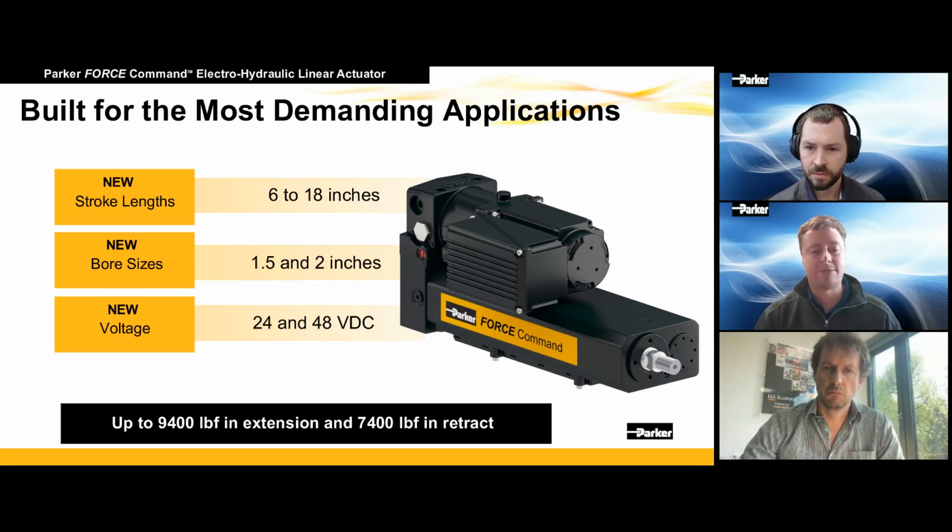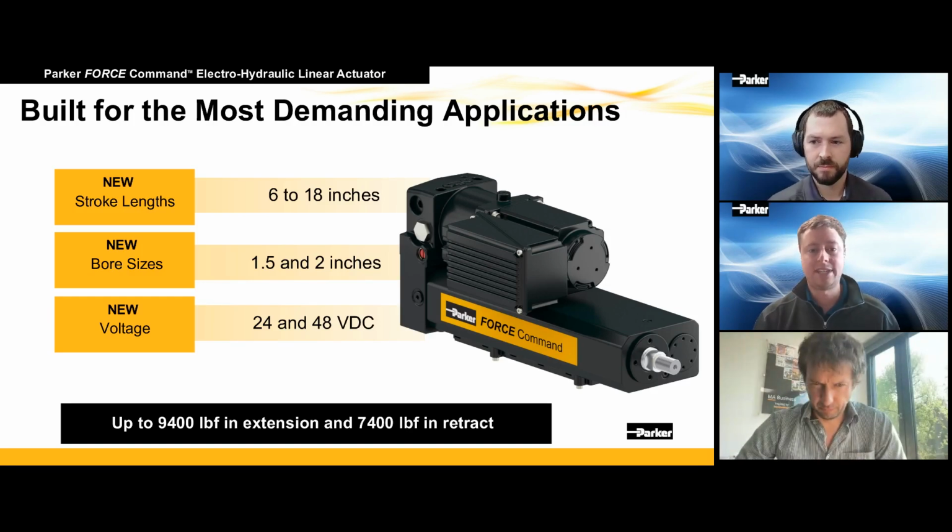We've been asked, we need something that can handle a bigger load. We're doing that now. We have a bore size of 1.5 inches and 2 inches, which gives us the ability to extend up to 9,400 pounds and retract up to 7,400 pounds. As machines become more electrified, higher voltages are being required, and we've upped our game here. So now we offer a 24 and 48 volt DC.